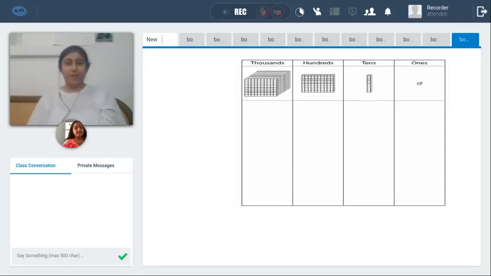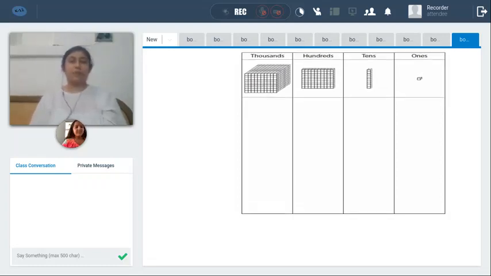Okay, so we have an image here, and let me give an example. 4, 3, 2, 6. How will you read it? 4,326. Very good. So what is the place value of ones? 6. It is 1. Okay, no worries. So the place value of tens is 10.